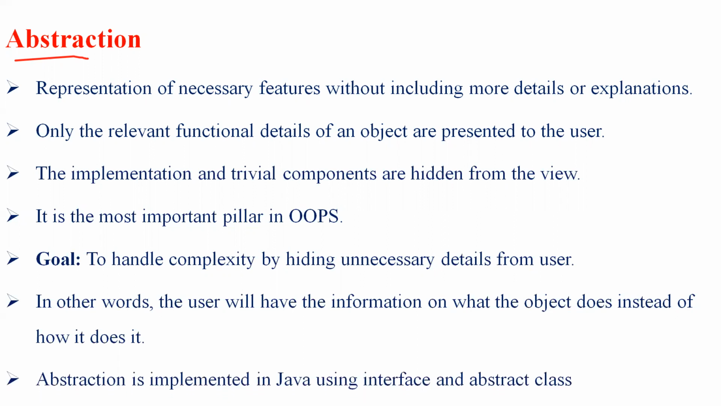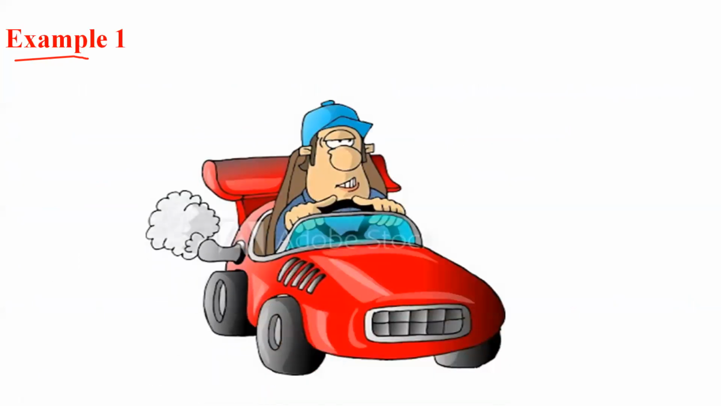So let's take a real-world example in order to understand abstraction. We all know how to drive a car. We only know how to start the car, how to turn, or how to apply the brake. As a driver, we know how to drive a car.